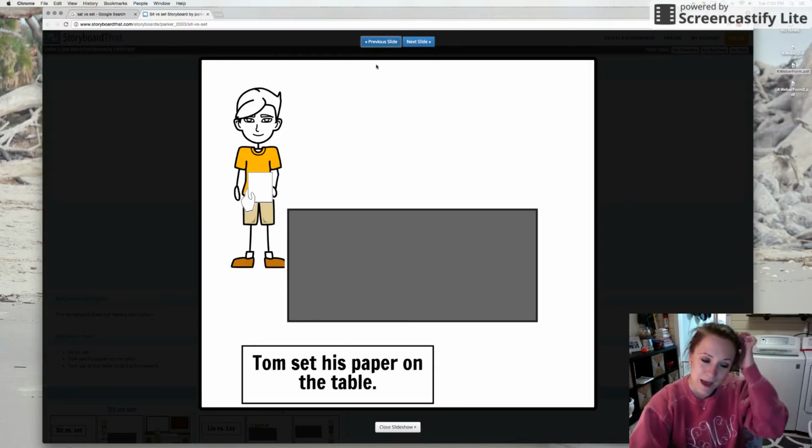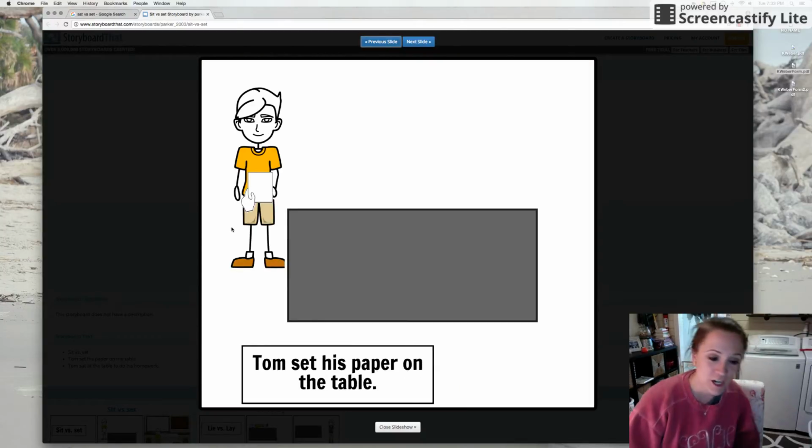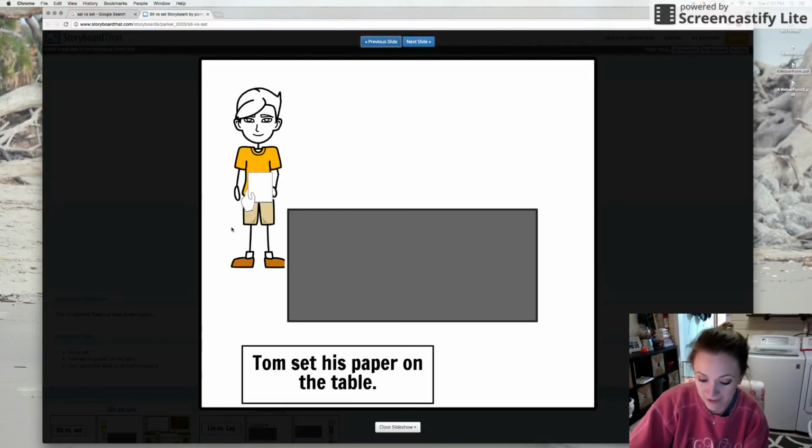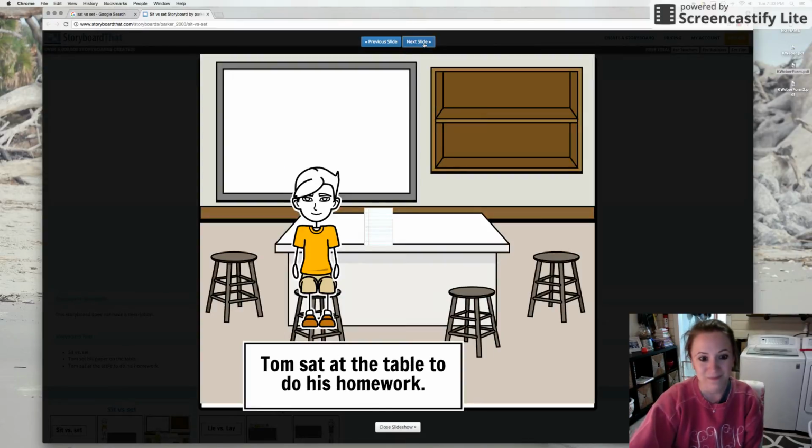So if we look back at this first picture, Tom set his paper on the table. Tom set what? He set his paper. So if you're about to use set, S-E-T, ask yourself, set what? If you can't answer that question, you need to use sit, okay? Also remember that you can't sit anything down. You must set it down.